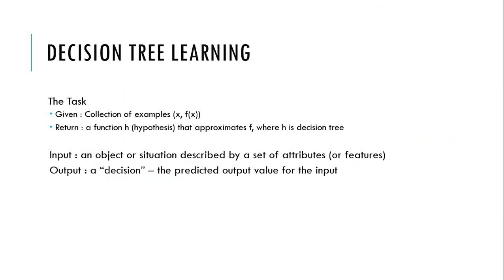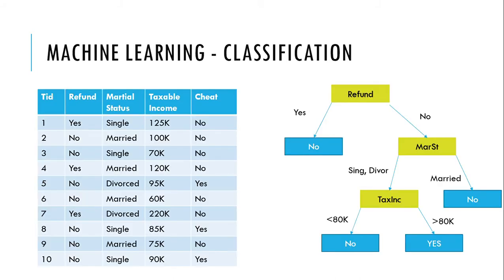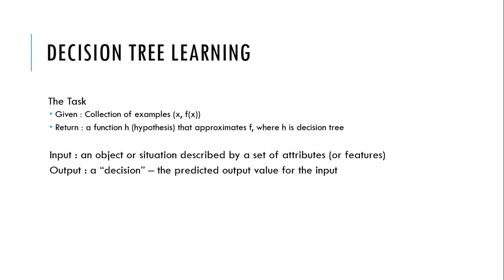And we have f of x. Now f of x is nothing but the output kind of column. So here the output column is cheat. So we are going to take an example of ITR filing only, right? By filing the ITR, based on certain attributes or certain columns, we are going to decide whether the person is cheating or not. Okay, so let's revise it again. Given is a collection of examples, that is x and f of x, where x is nothing but features, and f of x is nothing but the label or the class.